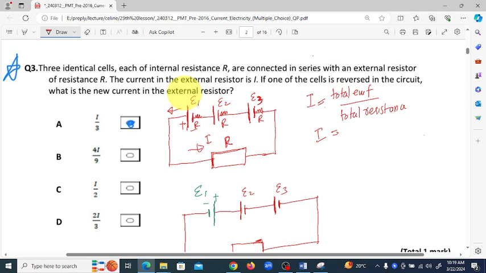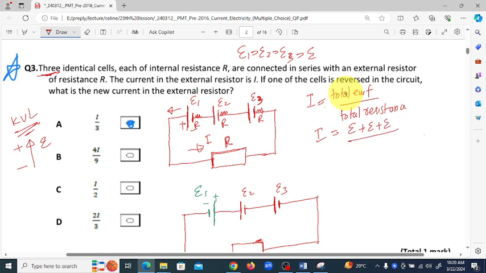According to KVL, Kirchhoff's voltage law, when we move from the negative terminal towards the positive terminal, the battery EMF is positive, the potential change is plus E. So the total EMF is the sum of all potentials. The three identical cells have the same EMF, E1 equals E2 equals E3 equals E. So in the first circuit, the total sum of potentials is E1 plus E2 plus E3, that is E plus E plus E.